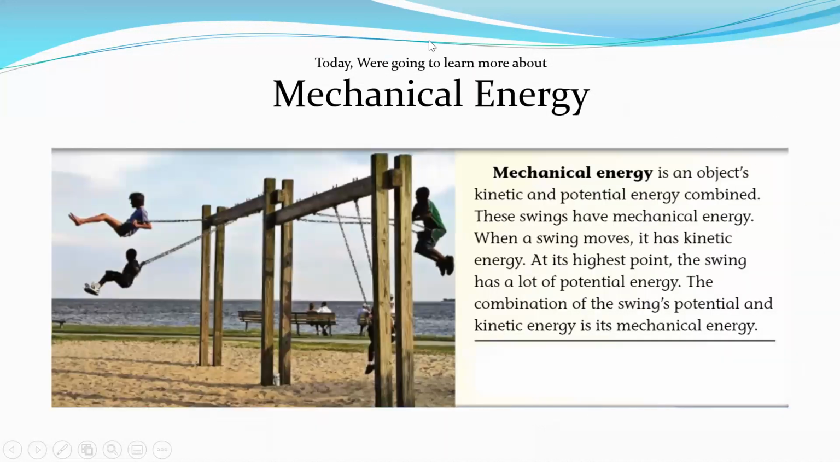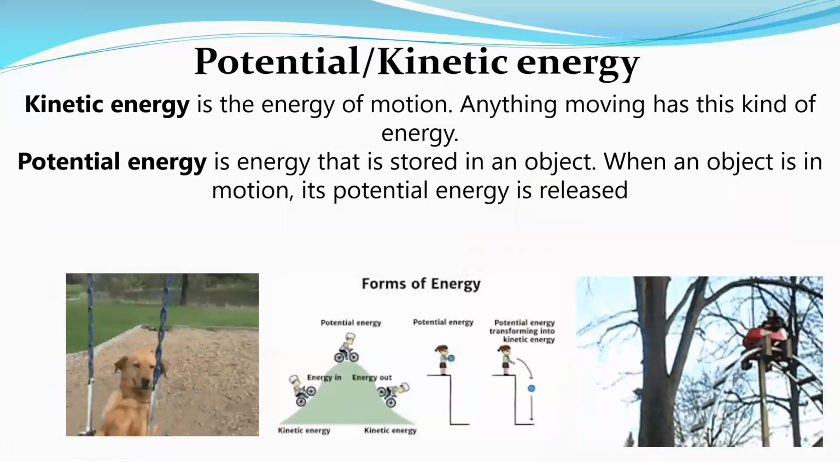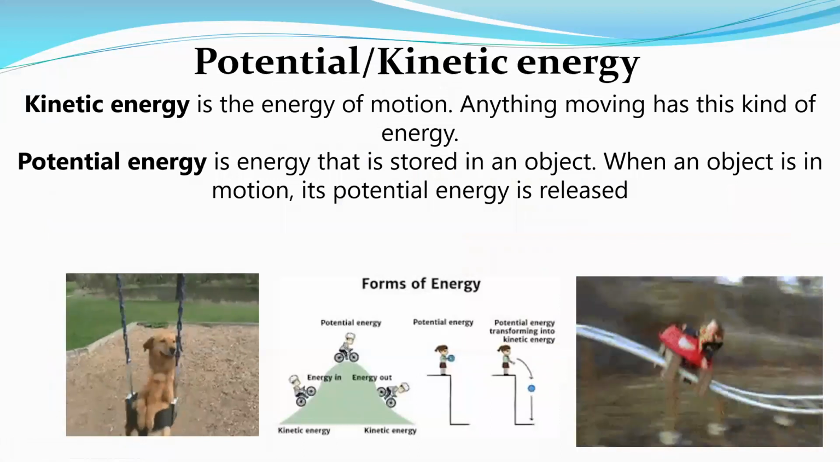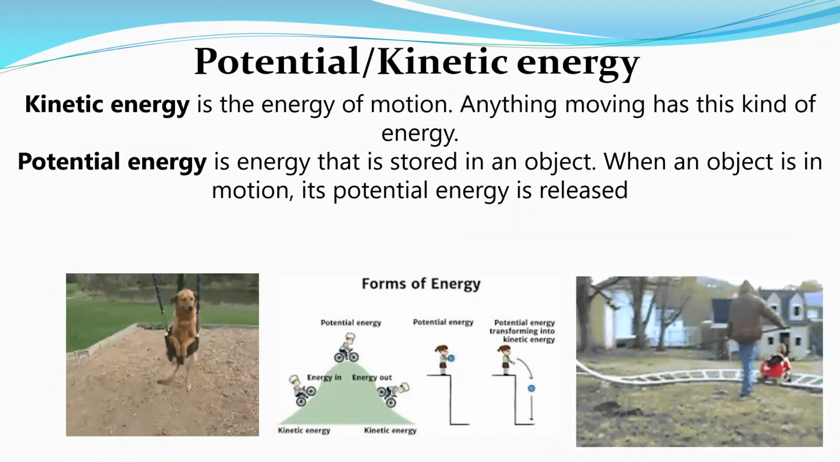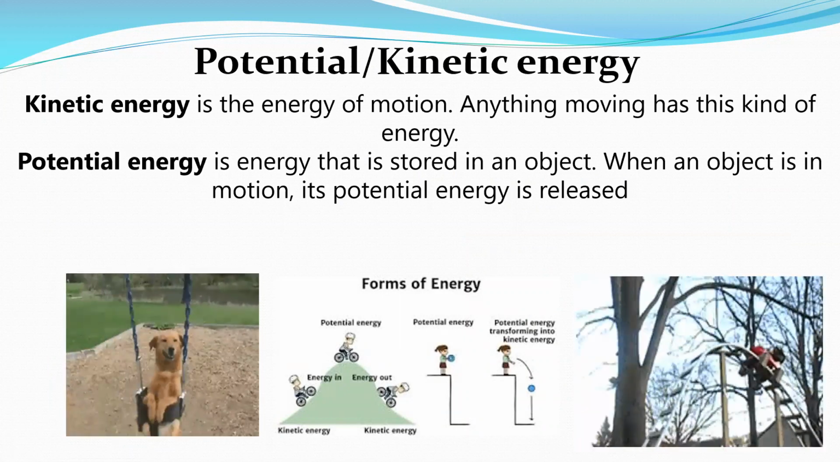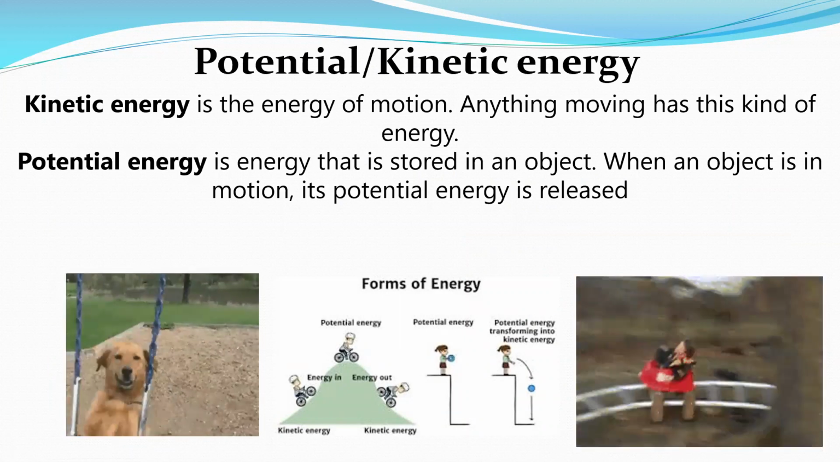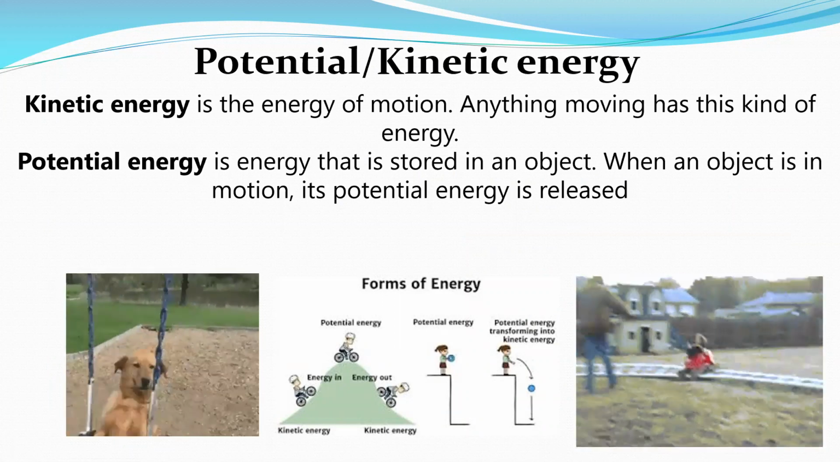Then remember last week, we've been discussing mechanical energy. Mechanical energy is an object's kinetic and potential energy combined. So if you don't remember, kinetic energy is the energy of motion. Anything moving has this kind of energy. And then you have potential energy, which is energy that is stored in an object. When an object is in motion, its potential energy is released.